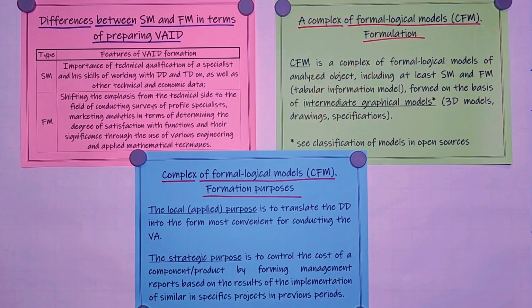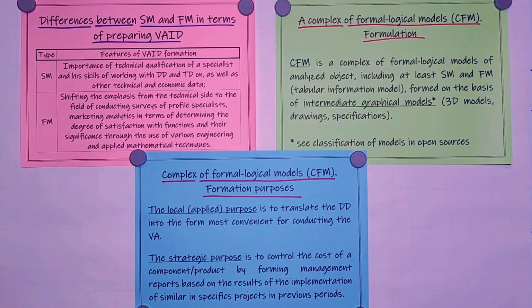CFM is a complex of formal logical models of a component, including at least structural and functional models, information, tabular, and mathematical models, formed on the basis of intermediate graphical models, 3D models, drawings, specifications, and etc. Intermediate graphical models, i.e. 3D models, drawings, specifications, layouts, and etc., represent a separate category of models, i.e. they do not formally belong to mathematical information models, but to the complex of models which we have designated as CFM.